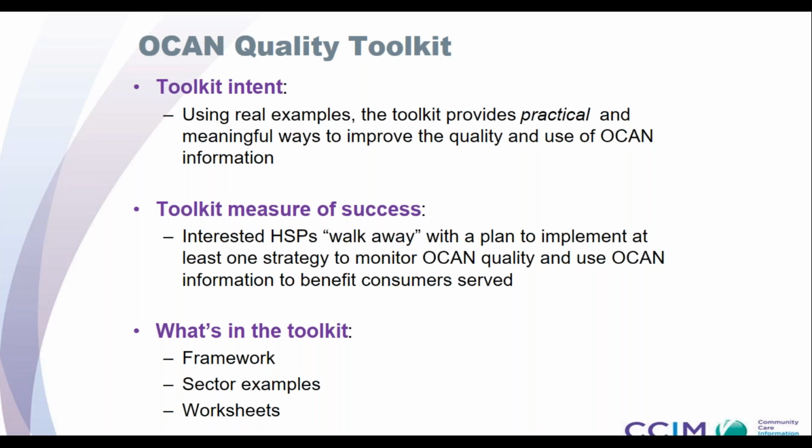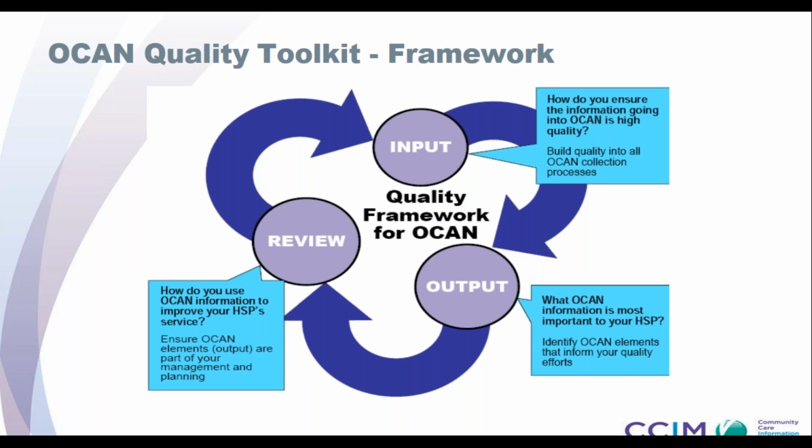What's in the toolkit is a framework, and this framework was developed with sector input on how to develop a framework around quality for OCAN. There are sector examples as well as worksheets, and the worksheets will also be posted on the Community of Practice. So I'm just going to quickly walk through the framework, and then I'm going to leave this piece and go on to reports. The framework is around the concept of input, output, and review, and it's a continuous quality improvement, which is signified by the arrows.